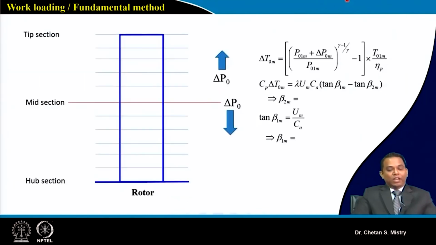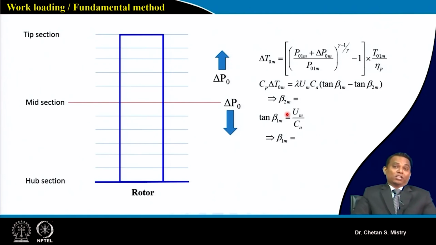Okay, so let me put it here. Suppose I consider at this station, at mid station, we have done our calculation. That gives me my beta 2. That gives me my beta 1. That's my requirement. You can say that's my delta beta. Okay, now I can assume my delta P0 from mid section to hub section. Same way I can assume different values of delta P0 from mid section to tip section. And at all stations, using this formula you can calculate what will be your delta beta.